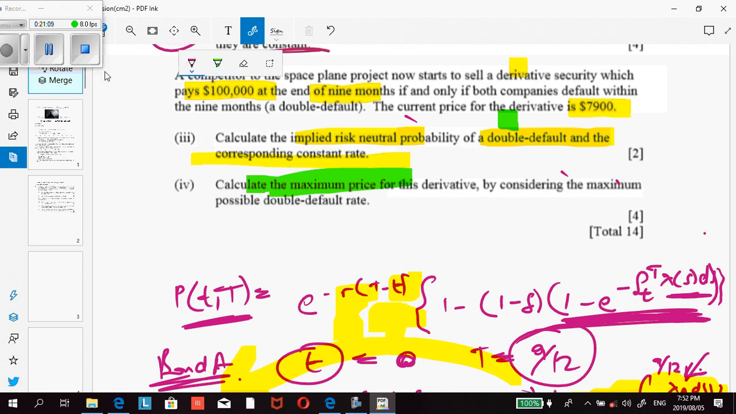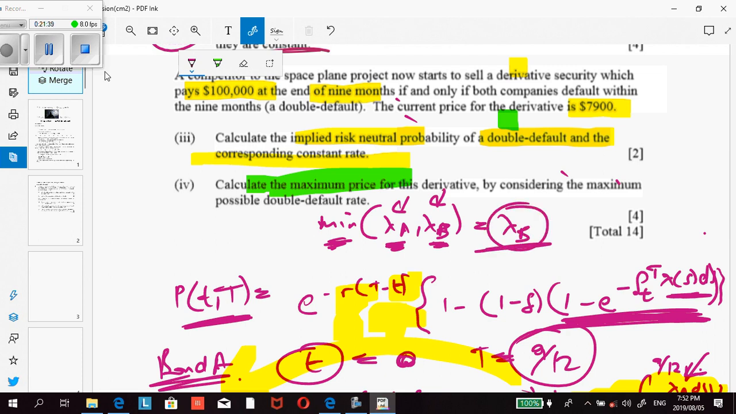And if you think about it very carefully, this can't happen faster than the minimum of the rate of default of A and the rate of default of B. Okay. And if you substitute lambda A and lambda B, the ones you calculated in part 2 of the question, you will see that the minimum is actually lambda B. So we're going to have the maximum price when the transition intensity is lambda B.